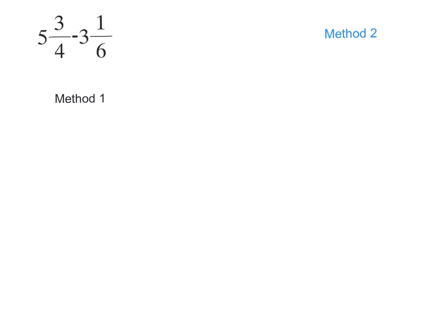So remember, method 1, we change the mixed numbers into improper fractions. So we can say that 5 and 3/4 is the same as 5 plus what? 3/4. And we have to put that in parentheses to show that those go together. And from that, we're going to subtract, in parentheses, 3 plus 1/6.